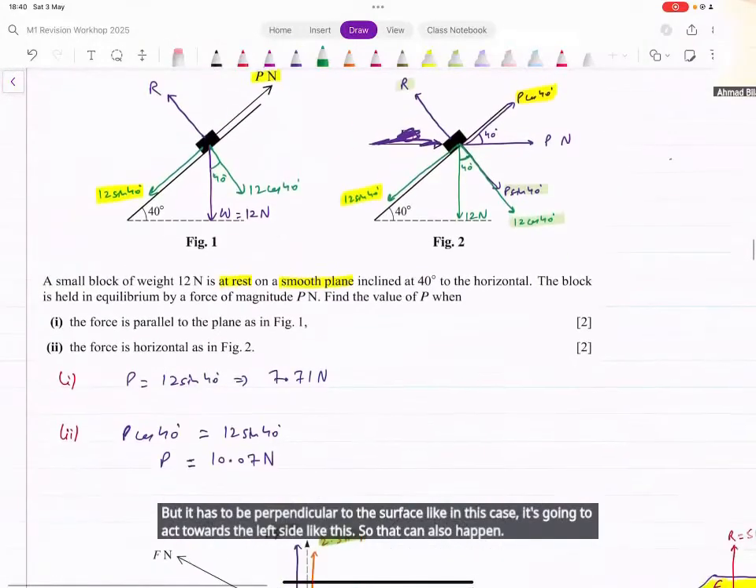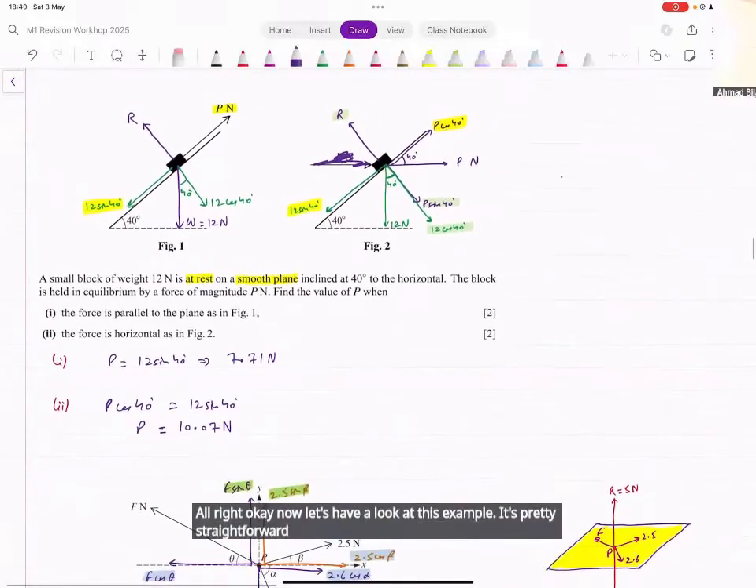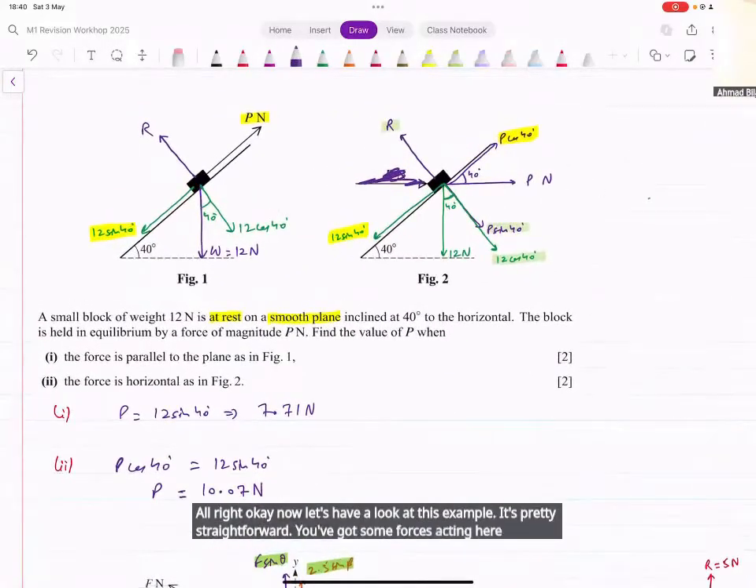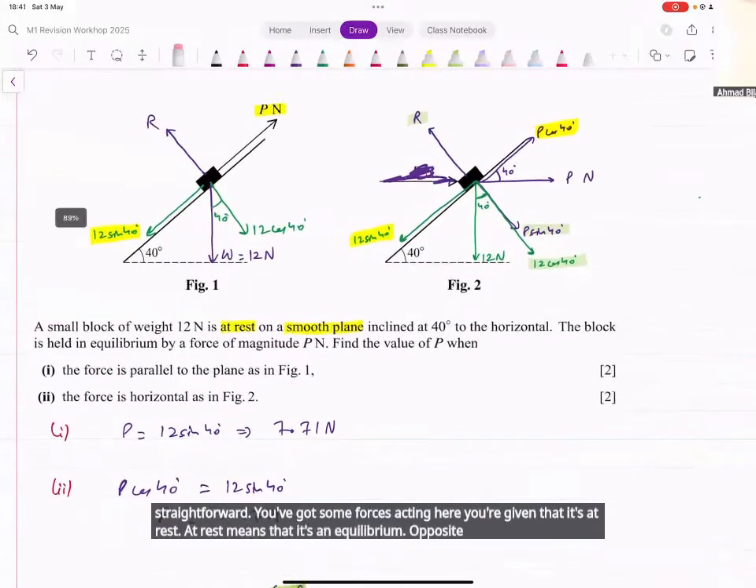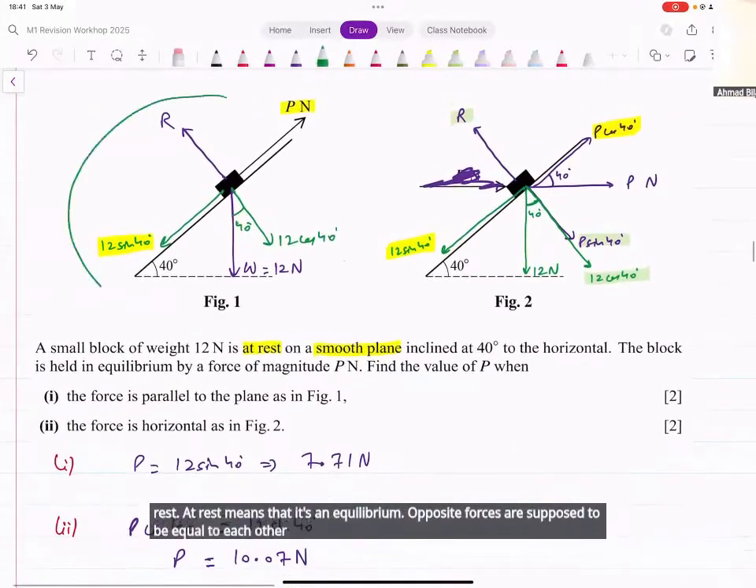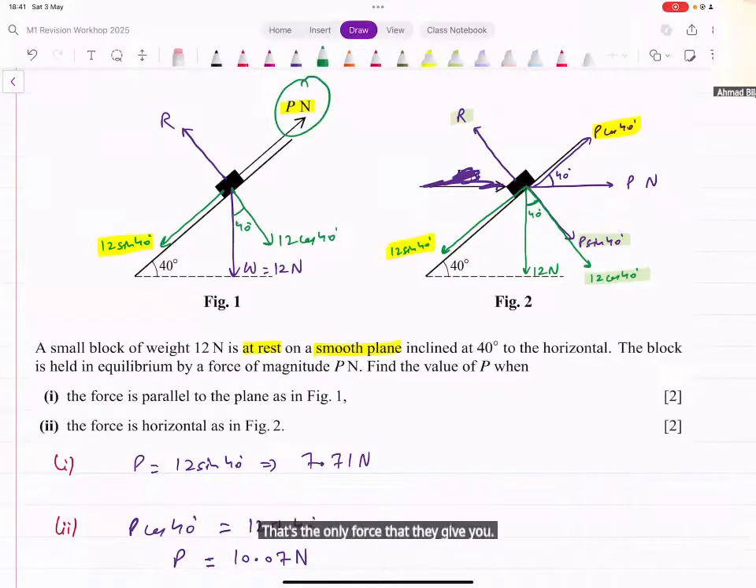All right. Okay, now let's have a look at this example. It's pretty straightforward. You've got some forces acting here. You're given that it's at rest. At rest means that it's in equilibrium. Opposite forces are supposed to be equal to each other. And in the first figure here, you can see you've got some forces acting like this. You've got P Newton acting in this direction. That's the only force that they give you. Now you have to think about the rest of the forces yourself.